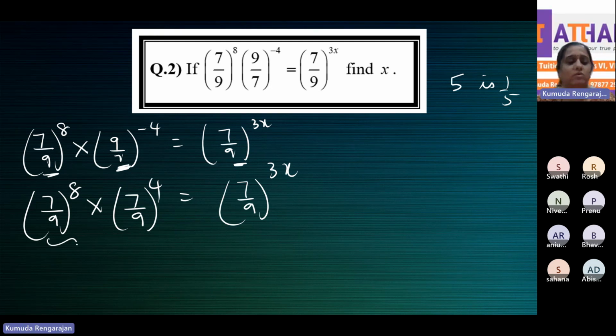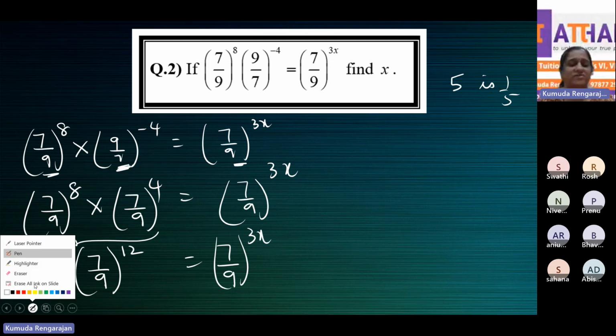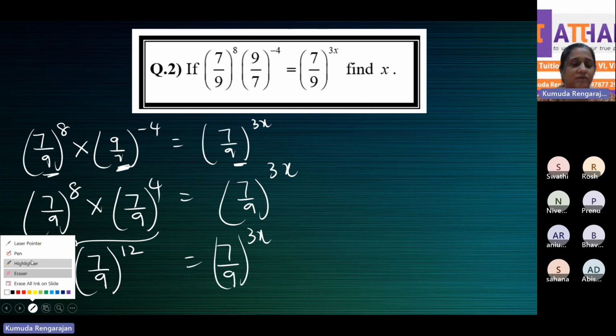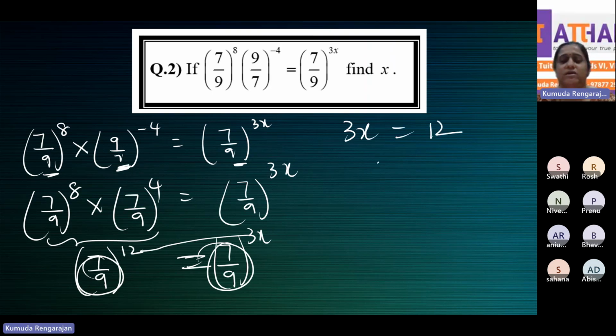Now you should simplify this one. Bases are same and it's multiplication, so add the powers. So 7 by 9 to the power 8 plus 4, which is 12, is equal to 7 by 9 to the power 3x. Now, on both the sides of the equal to sign, you have the same base, 7 by 9. So when bases are same, we can equate the powers. So 3x is equal to 12. X is equal to 12 by 3. The value of x is 4.